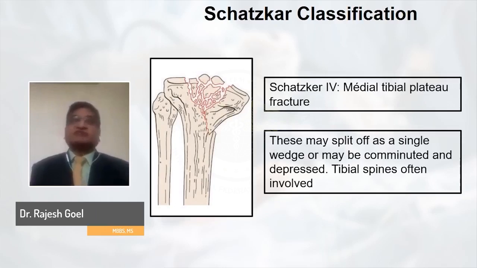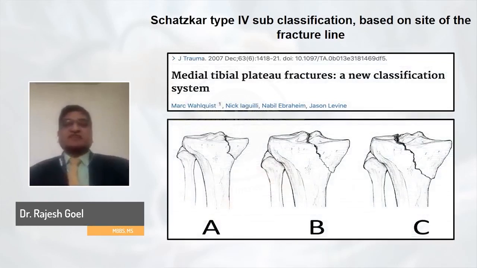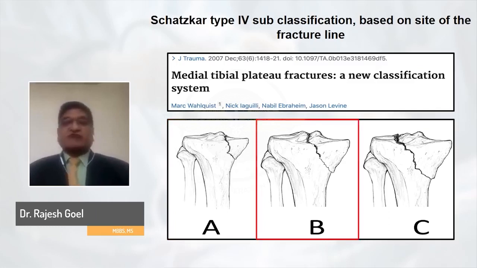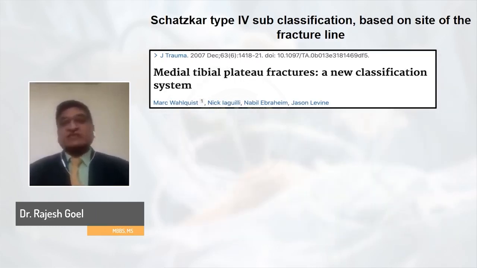It may be associated with ACL and PCL injuries as well. So the medial tibial plateau fracture is further classified by Mark Weckist, and he has given 3 types of classification in the type 4 of the Schettker type. One is the fracture line passing medial to the tibial spine. Another is the fracture line passing through the tibial spine, and the third one is the fracture line passing lateral to the tibial spine. Why is this important?